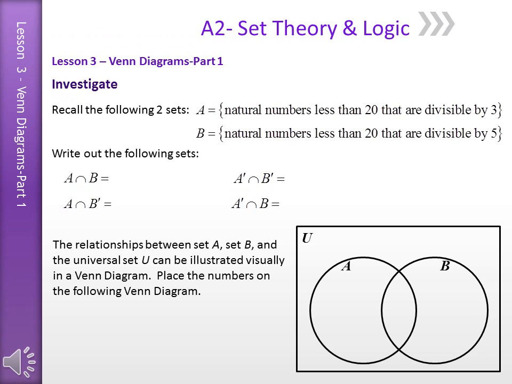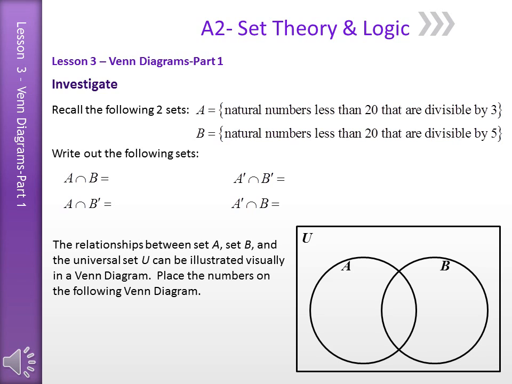Lesson 3, Venn Diagrams, Part 1. I've already introduced you to Venn diagrams in the first two lessons, but we're now going to look at them a little bit more formally and use them to solve problems. So let's start by recalling the following two sets. Set A, the natural numbers less than 20 that are divisible by 3, and set B, the natural numbers less than 20 that are divisible by 5.